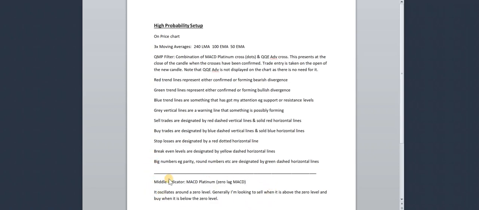Down the bottom of my chart, you'll see a MACD. It's called a MACD Platinum. All it is is a zero lag MACD. It oscillates around a zero level. It is an oscillator. That's why it's good for divergence. So generally I'm looking to sell when it's above the zero level and buy when it's below the zero level. But you'll see that when we get to the charts. So have a read of this. Just pause the video, have a read, take a screenshot.